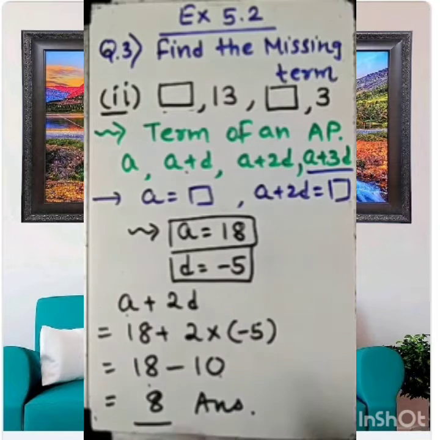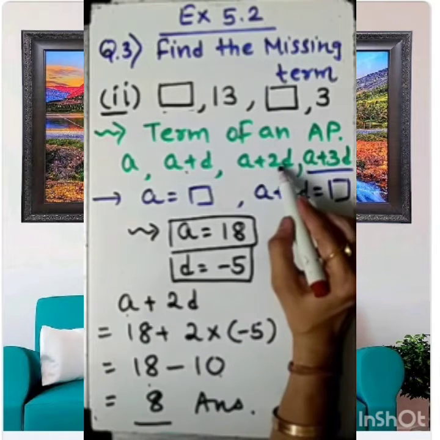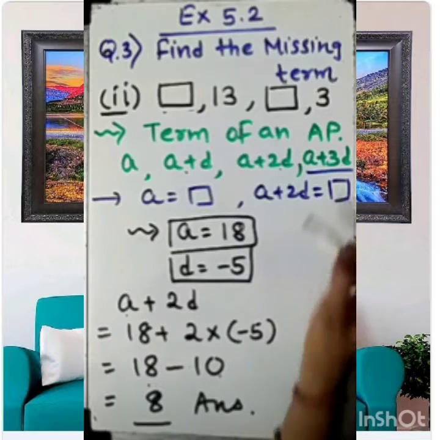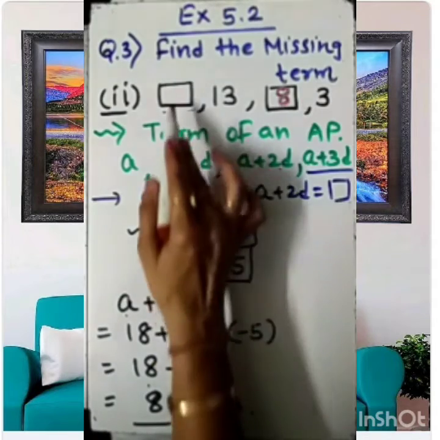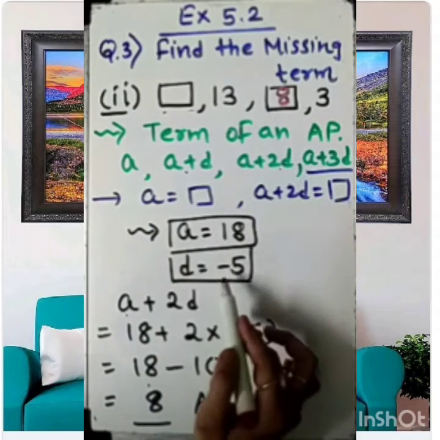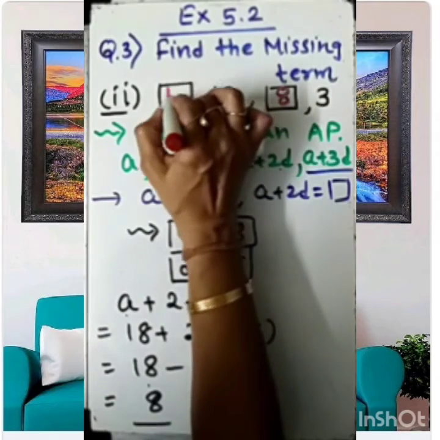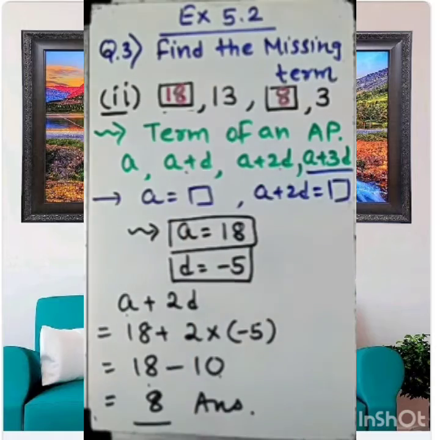The third term A plus 2D is the third term which we have to find. Its value is 8. So I need to mention this is 8. And A is the first term. Its value is 18, already with us. So I am mentioning this is 18. So these are the missing terms.